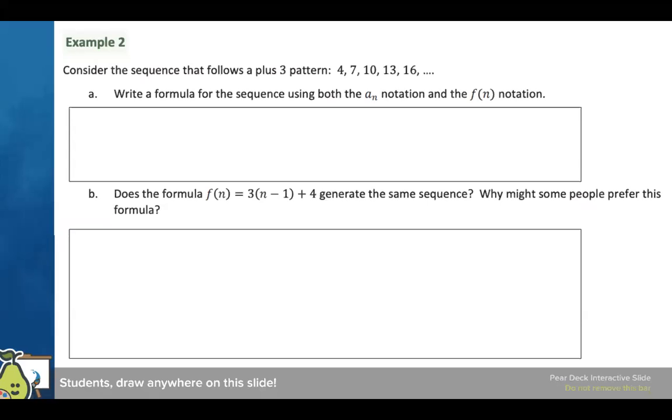So again, n is the number of the term that we're plugging in. So if we plug in 1, we have to get 4 out. So if we plug 1 in, 1 minus 1 is 0. 3 times 0 is 0 plus 4 gives us 4. If we plug 2 in, 2 minus 1 is 1, times 3 is 3, and 3 plus 4 is 7. So it works there as well. So it is working. Why might people prefer that formula?